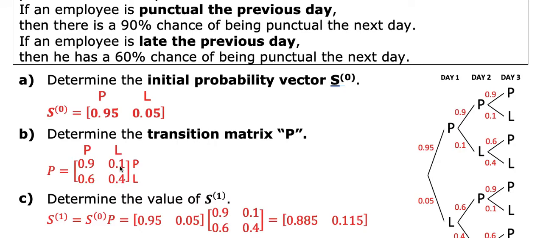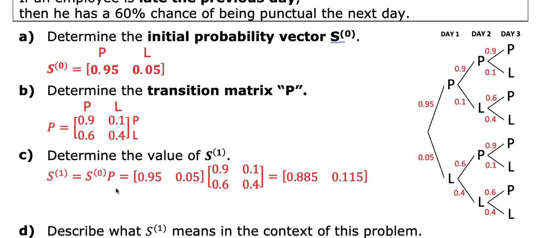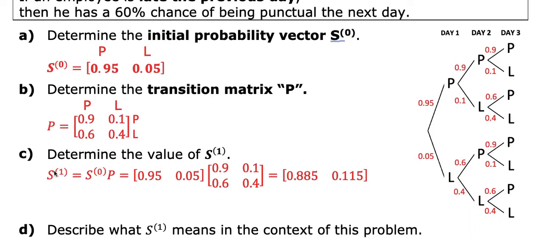So, when we multiply these together, determine the value of S1. So we multiply the previous step times P, and that is equal to this number right here. And what this means is if we look at this number, 0.885, this is the probability of being punctual on the second day.